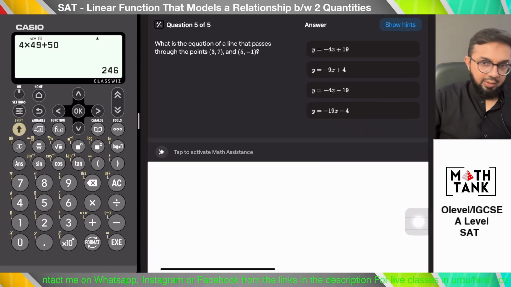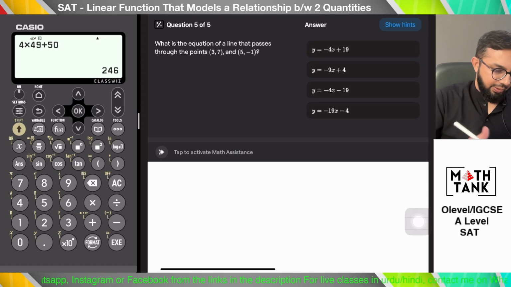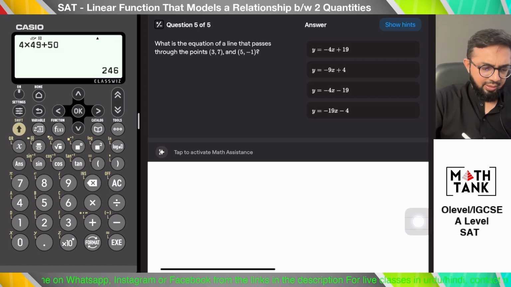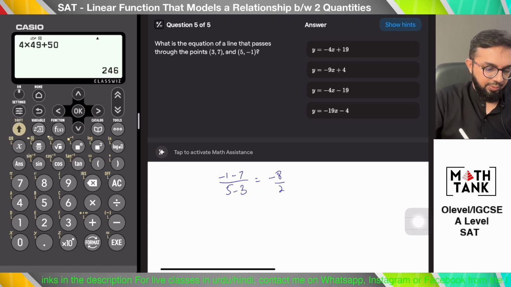What is the equation of a line that passes through the points this and that? So let's first calculate the gradient. I could also start plugging in the answers. I think that's going to be more challenging because there's a negative there and that bothers me a little. So I'm going to use gradients to do that. So minus 8 over 2, that's minus 4. So I know the answer is either A or C.